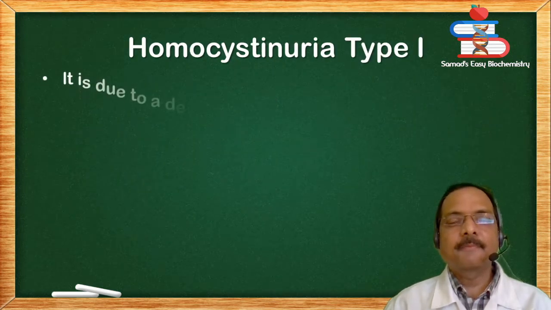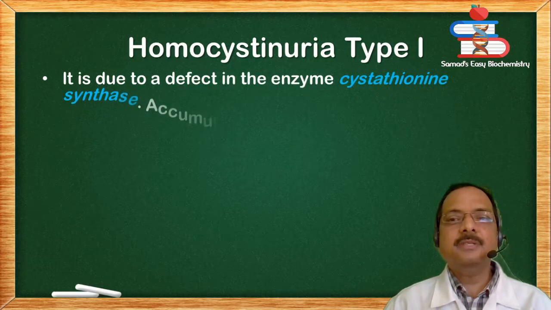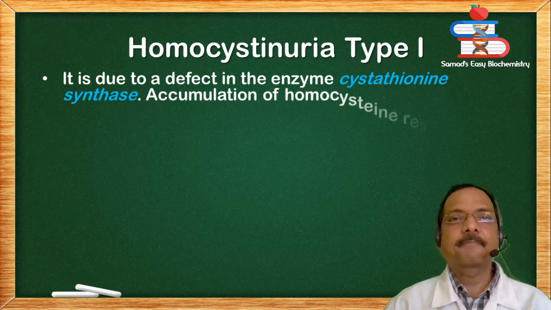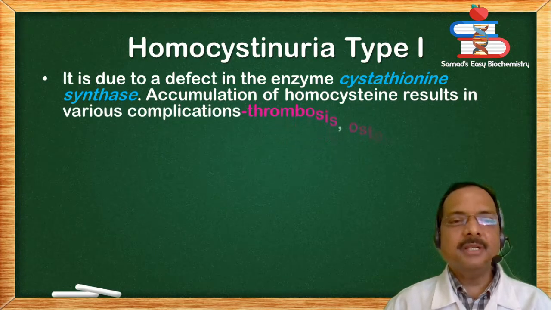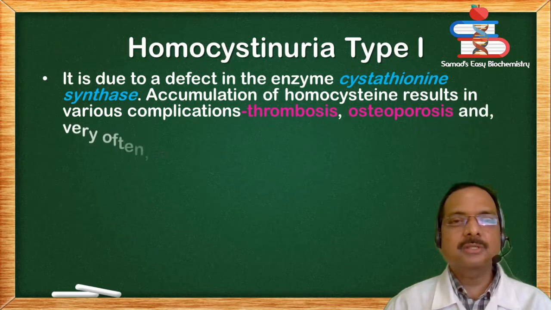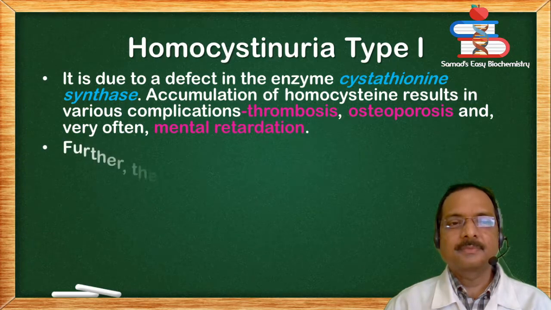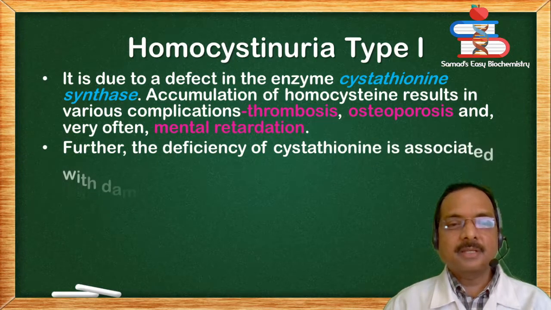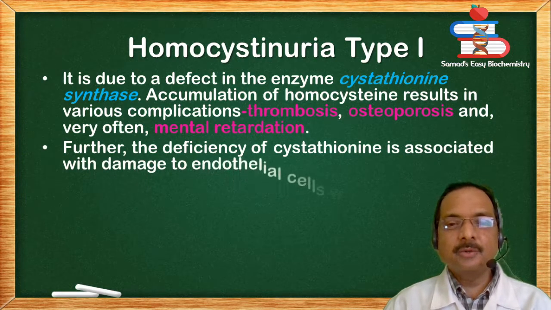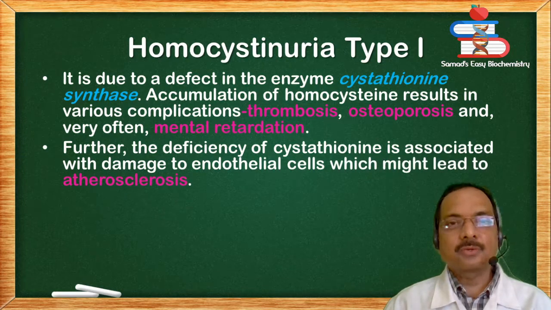Homocystinuria Type 1. It is due to a defect in the enzyme cystathionine synthase. Accumulation of homocysteine results in various complications, thrombosis, osteoporosis, and very often mental retardation. Further, the deficiency of cystathionine is associated with damage to endothelial cells, which might lead to atherosclerosis.